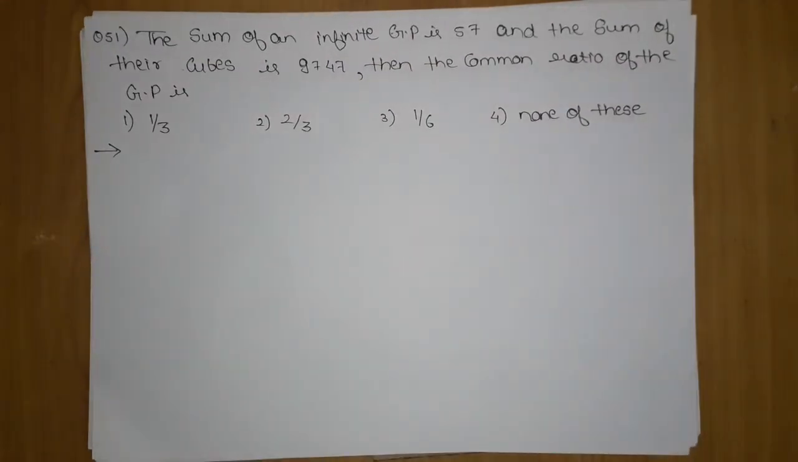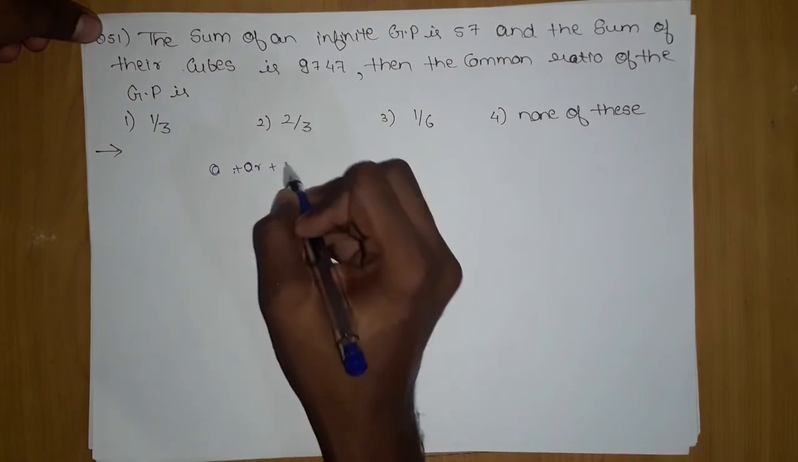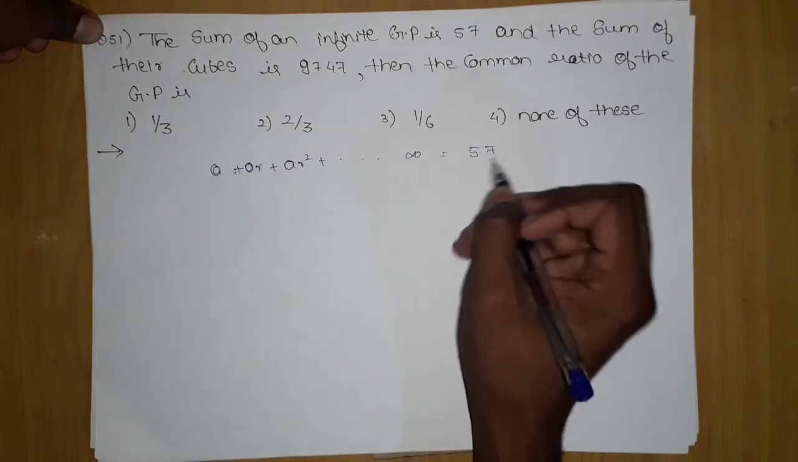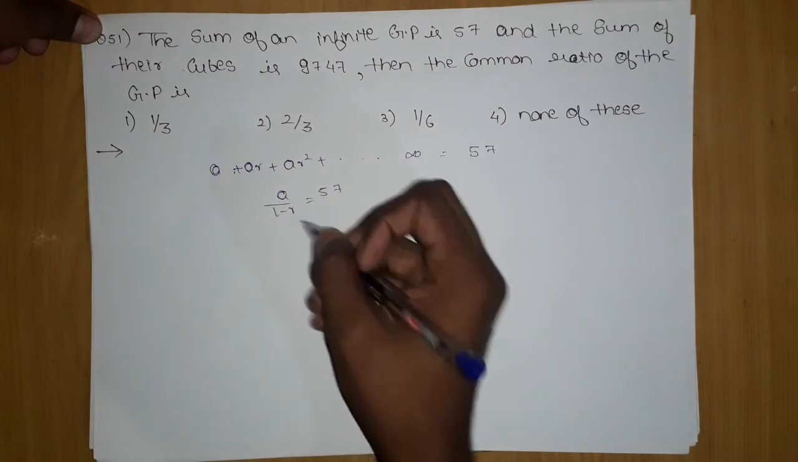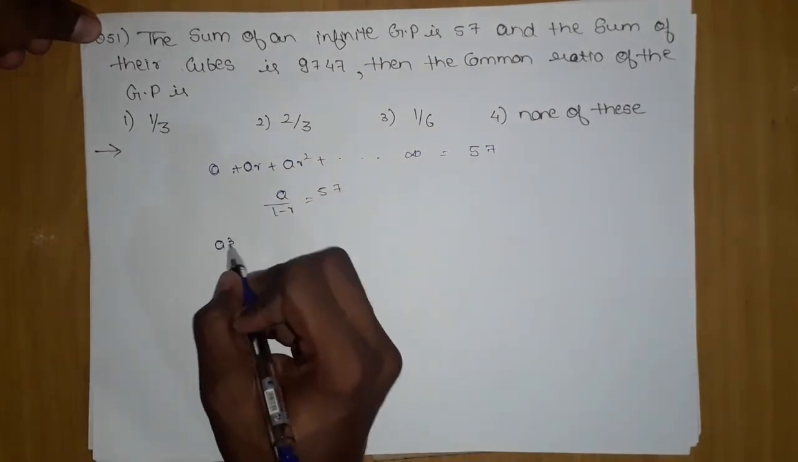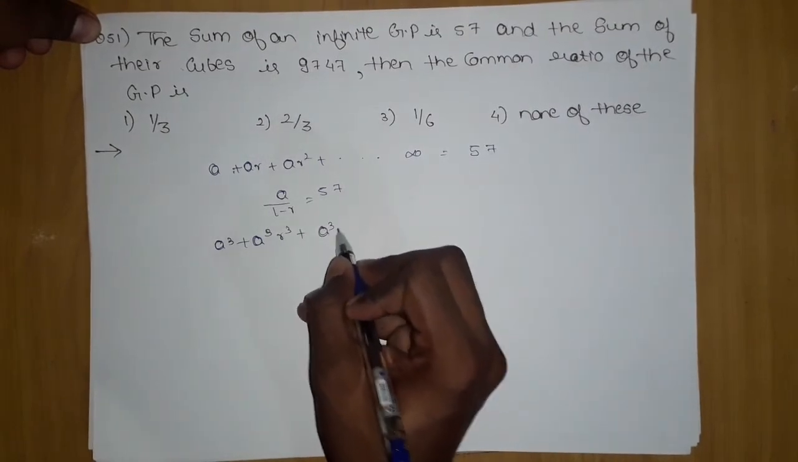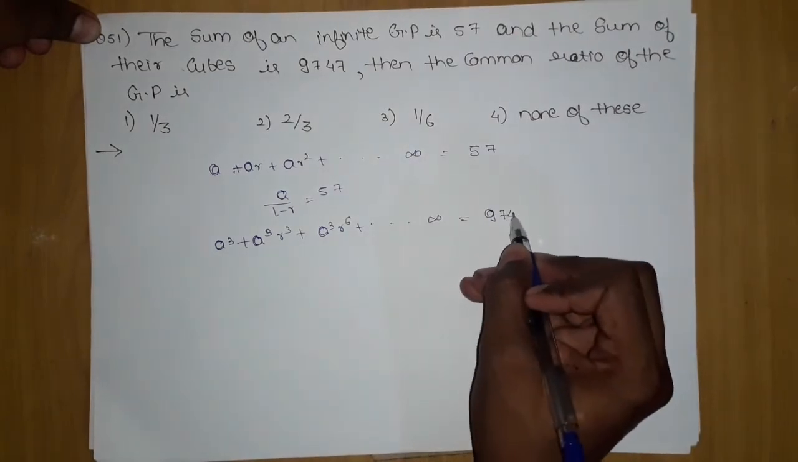Okay, which says the sum of an infinite GP is 57 and the sum of the cubes is 9747. Then the common ratio of the GP is, okay, so let's consider the GP a plus ar plus ar square and so on, infinite. 57, fine. So a upon 1 minus r is 57. Now their cubes means a cube, a cube r cube, a cube r power 6, and so on till infinity is 9747.